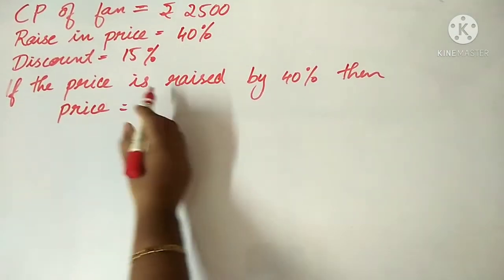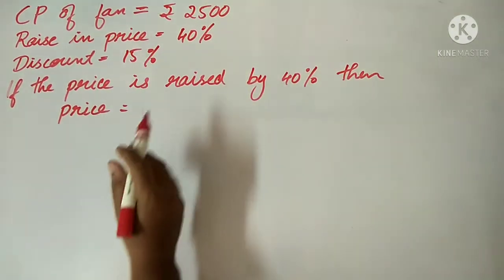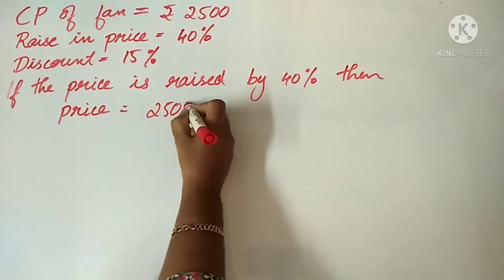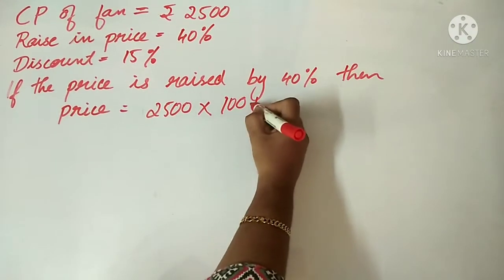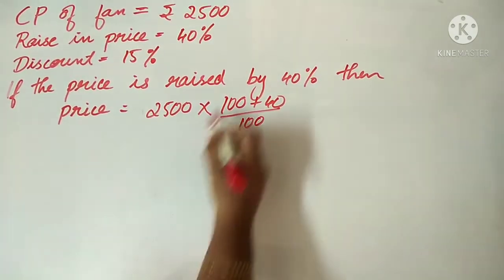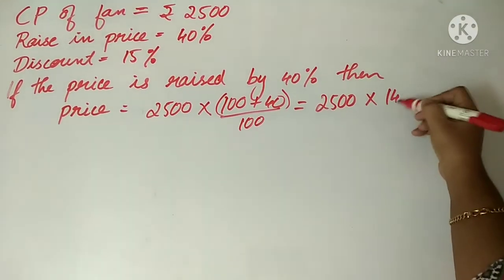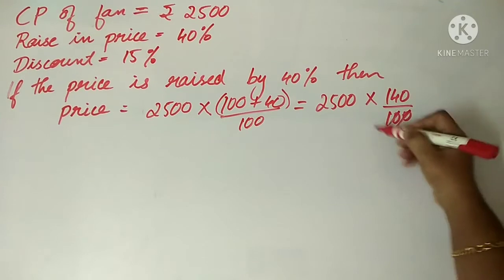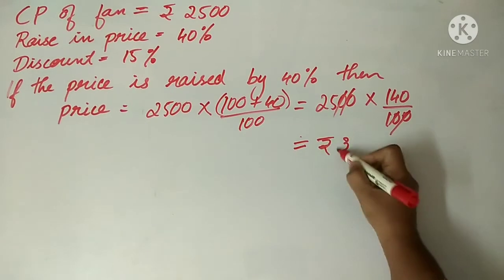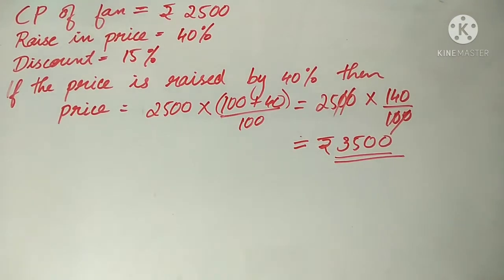So we write, if the price is raised by 40%, then price is equal to, how we will calculate? Raise in price is what? Profit. How we will calculate profit? 2,500 into 100 plus 40 by 100, for the 40% increase. That is equal to 2,500 into 140 by 100. These two zeros get cancelled. That is equal to rupees 3,500. So after the raise in price, the cost of fan becomes 3,500.